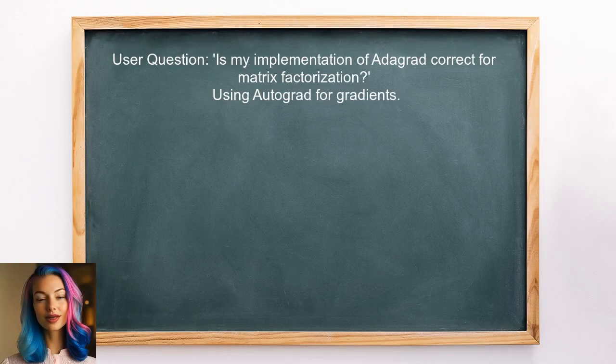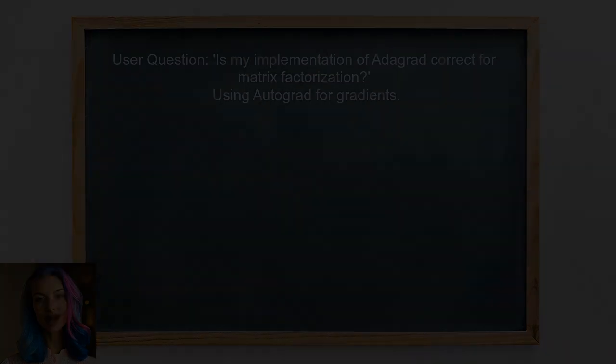One user recently asked, "Is my implementation of Adagrad correct for matrix factorization?" They are using Adagrad for computing gradients and want to ensure their understanding of the adaptive learning rate is spot on. Sound familiar? Let's explore this together.